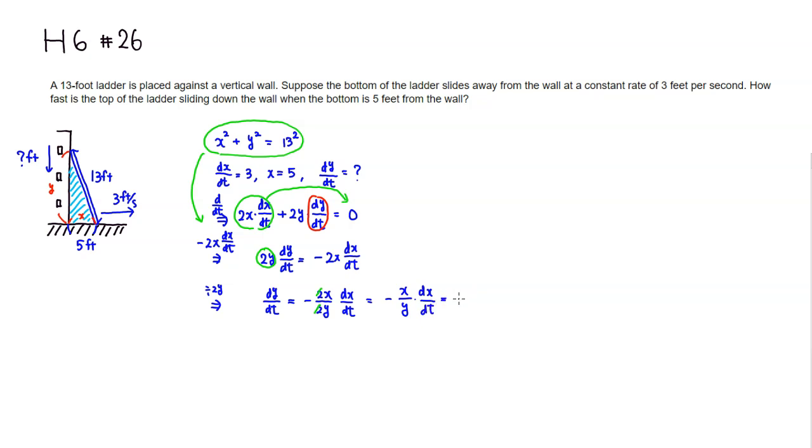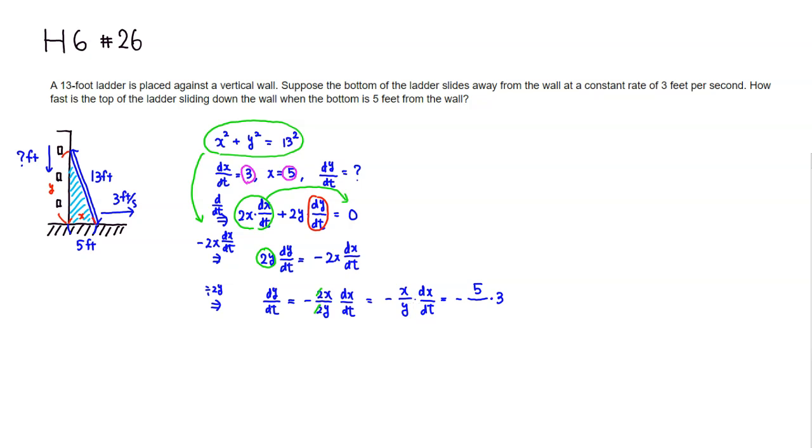Let's plug in the numbers that we already know. We know that x is equal to 5, so we can put 5 here. We don't know y, but we know dx over dt, which shows up right here. dx over dt is 3, so we can multiply by 3.